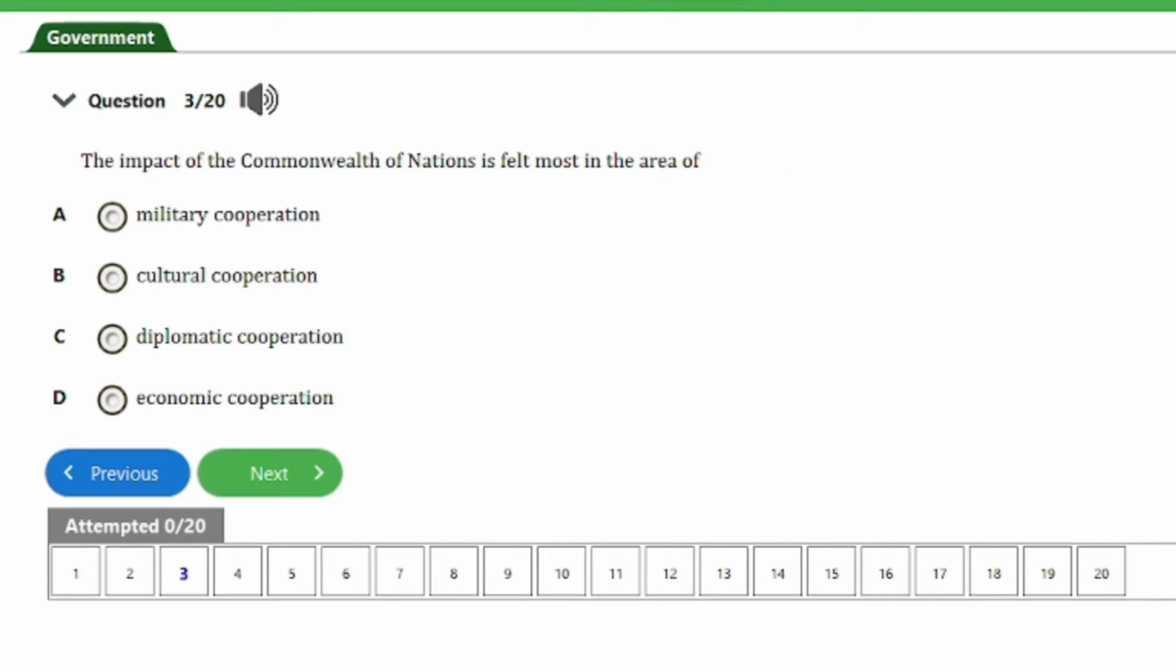We have here question number 3. It says, the impact of the Commonwealth of Nations is felt most in the area of A. military cooperation, B. cultural cooperation, C. diplomatic cooperation, D. economic cooperation. So guys, the answer to this question is option C here. That's diplomatic cooperation. Let's head on to the next question, guys.